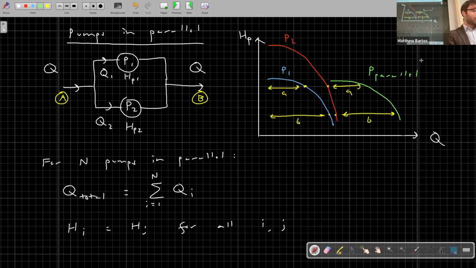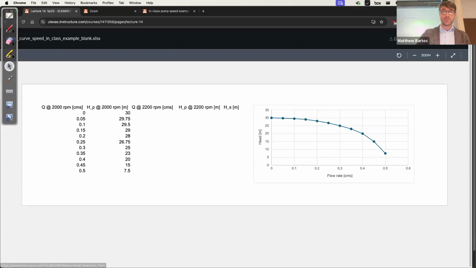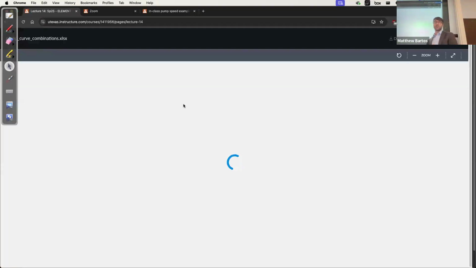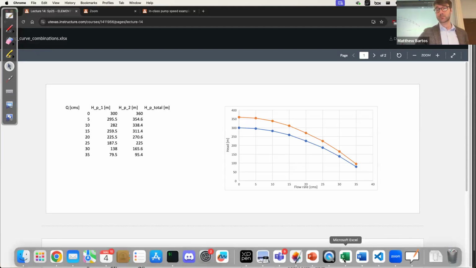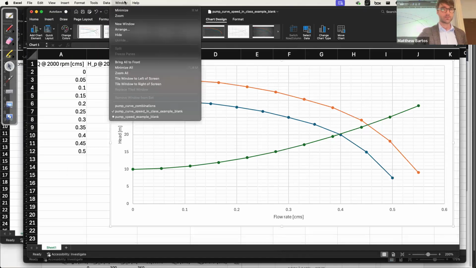So let's do a quick example. I'm going to walk you through how we can add together pumps in series and in parallel. On Canvas, under Pages, there should be another Excel book called Pump Curve Combinations. It should look something like this. So go ahead and download that Excel book, and let me open it up here.